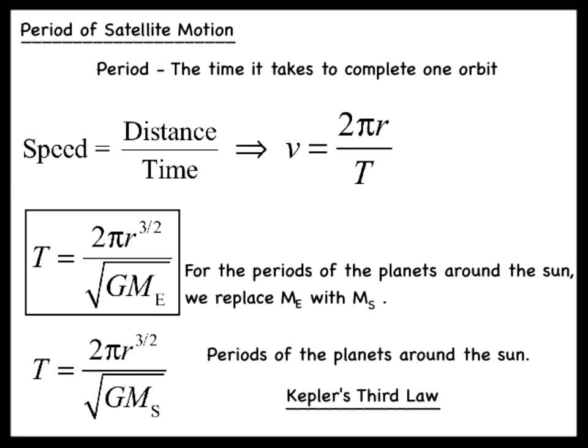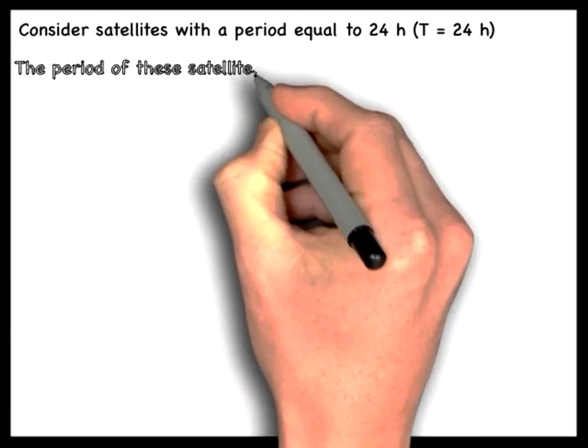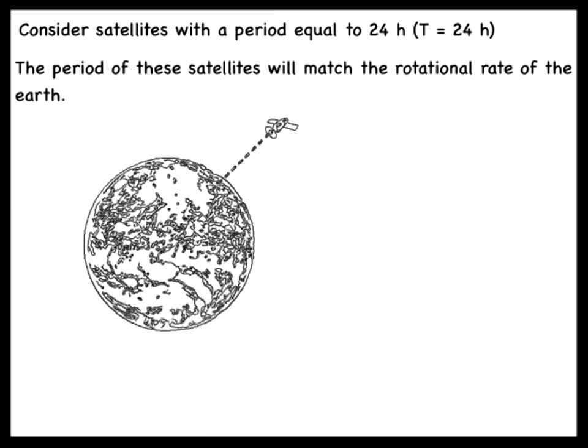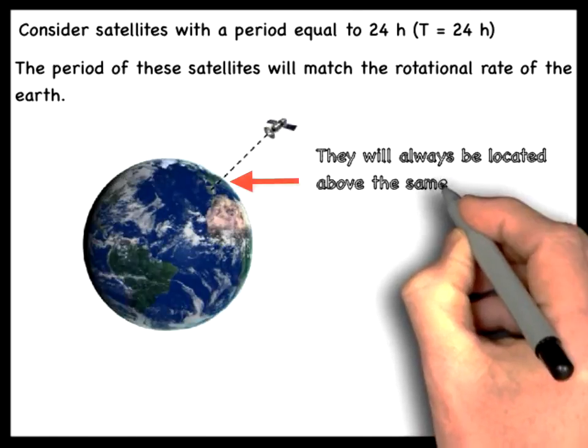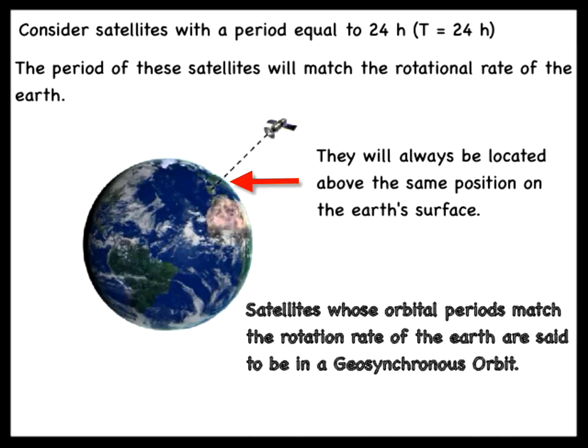One final note on satellite motion is to consider satellites whose period matches the rotational period of the Earth, or 24 hours. This means the satellite would appear to remain fixed above the same point on the Earth's surface. Such a satellite is said to be in a geosynchronous orbit. This would have the distinct advantage of allowing for continuous communications between the satellite and a receiving station at a point on the surface of the Earth directly beneath it.